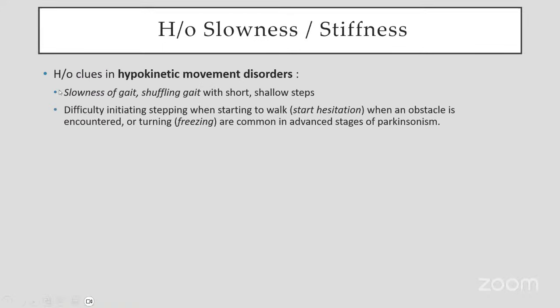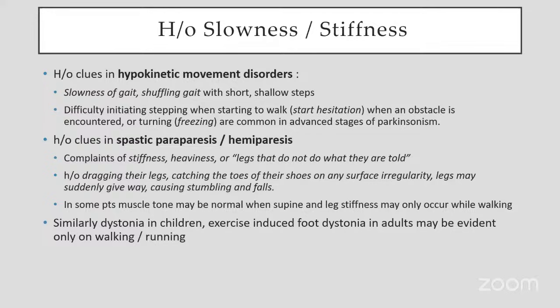And for history-wise clues about hypokinetic movement disorder, we have to ask about slowness of the gait, shuffling gait with short shallow steps, and difficulty. While asking about hypokinetic movement disorder, we should ask about slowness of his movements also, because there may be lower limb parkinsonism kind of features in the higher gait disorders. Difficulty initiating stepping when starting to walk is called start hesitation. When an obstacle is encountered, or turning, difficulty is common in the advanced stages of parkinsonism.